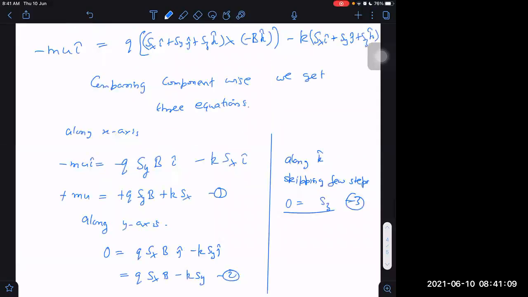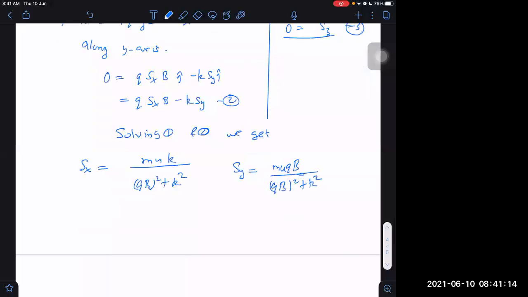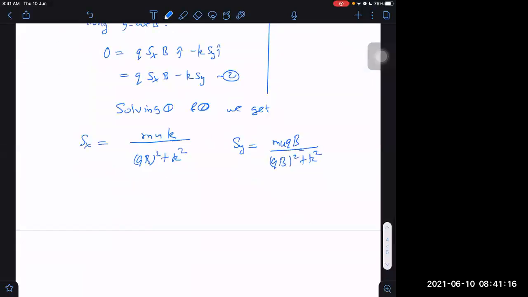And finally, we are getting SX I cap and SY J cap. So finally, I can take MU common, and I can take QB square plus K square common. Inside, we are getting just K I cap plus QB J cap. That is the net displacement vector. Right or not? Yes, sir. So we are getting the result, the net displacement vector.